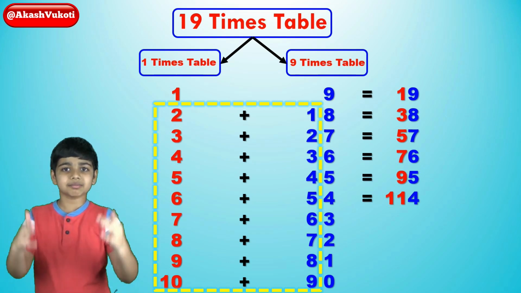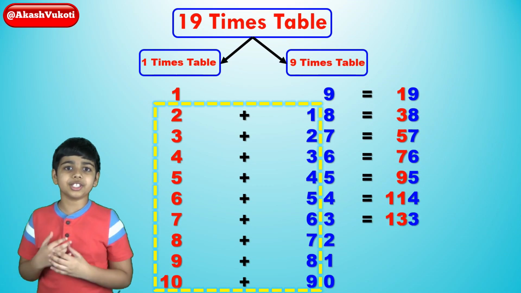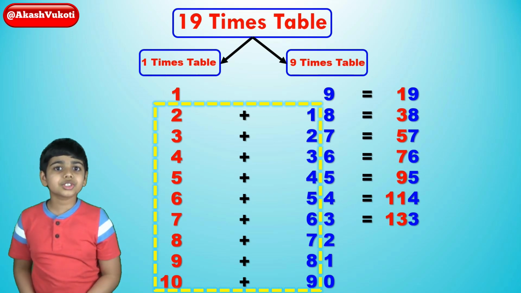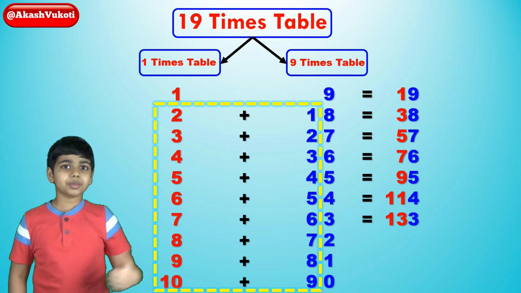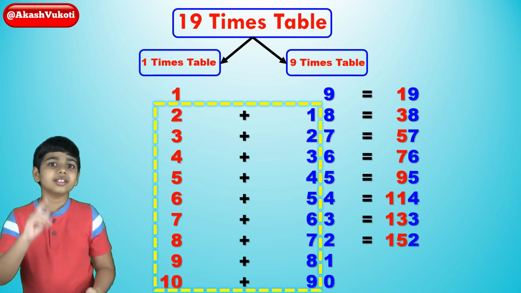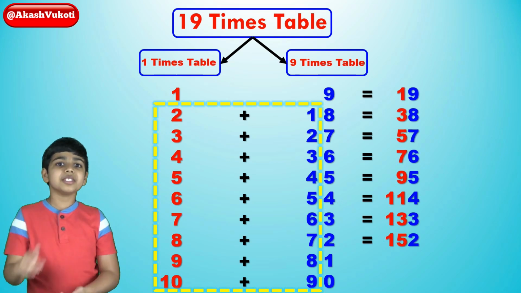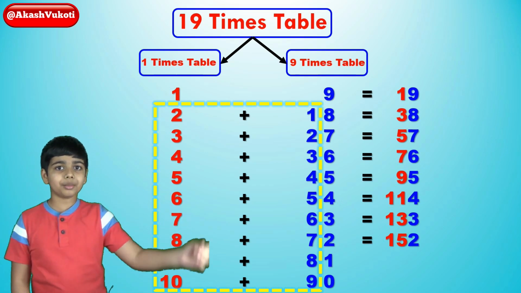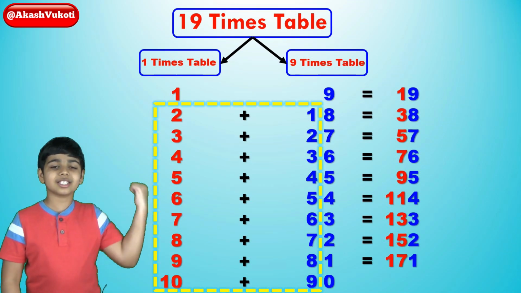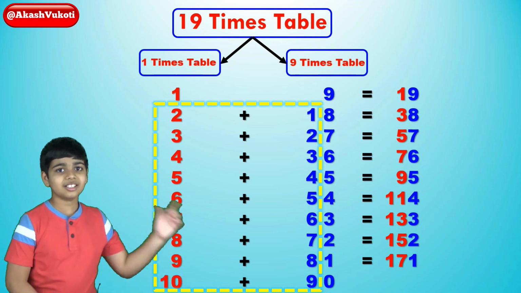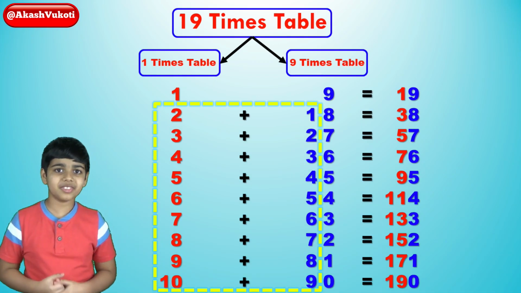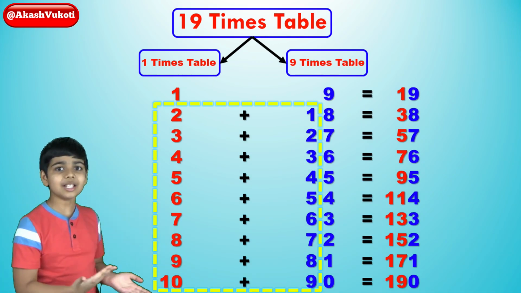So 7 plus 6, 13. So we get 133. Then 19 times 8 is 8, 72. So what we do here is 8 plus 7, that's 15, becomes 152. And then 19 times 9 becomes 9, 81. And 9 plus 8 is 17, so 171. And finally, 19 times 10 is 10, 90. 10 plus 9, 19, hence we get 190.